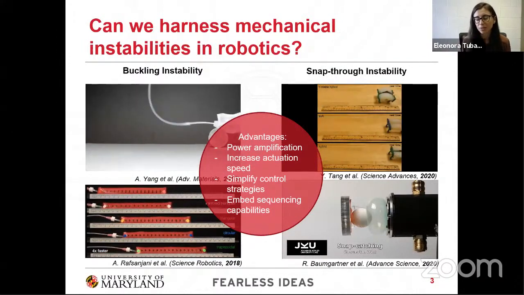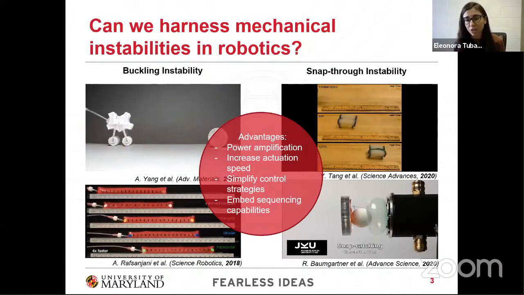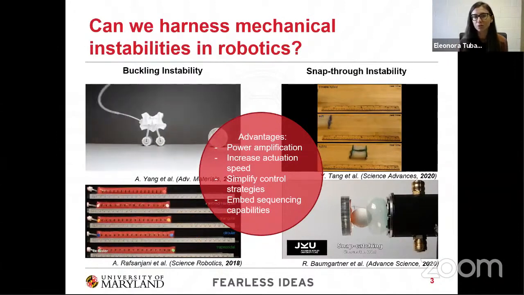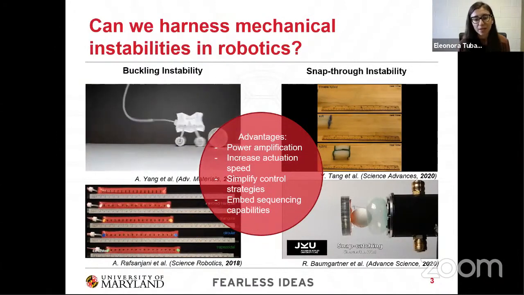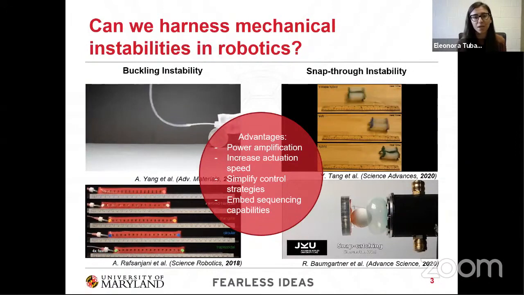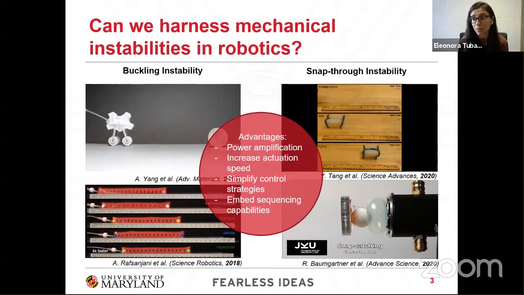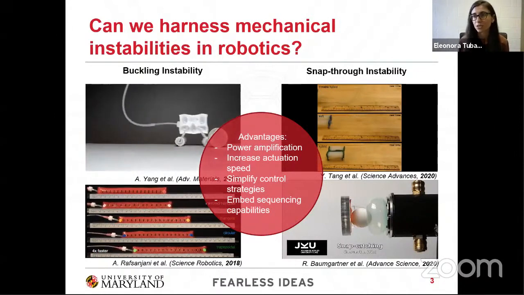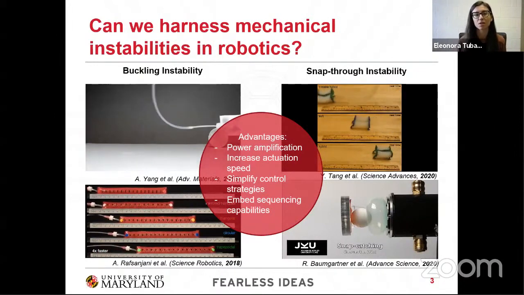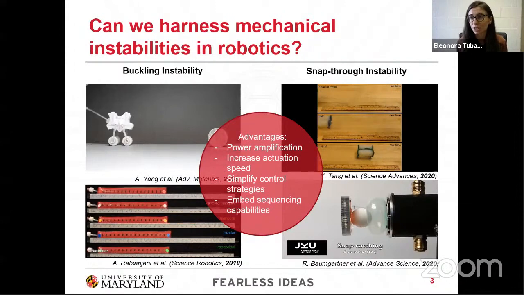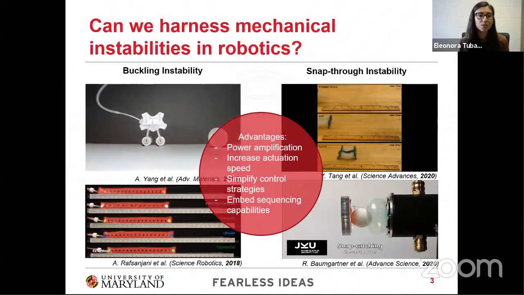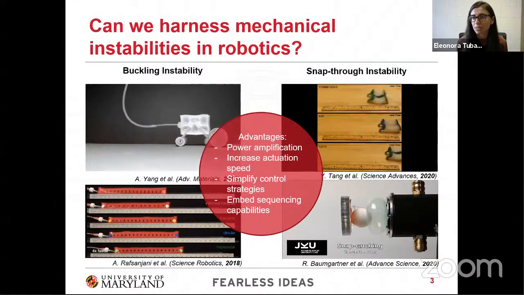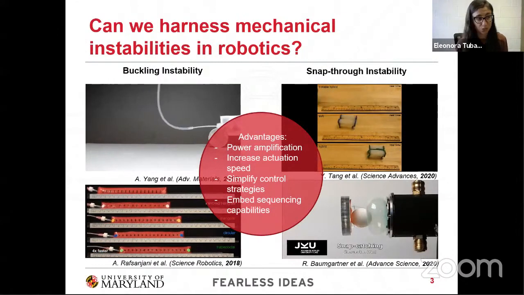We know that the speed of actuation in soft machines is very limited. And this is due to the intrinsically low rate of deformation and the elastic recovery typical of compliant bodies. So we can also simplify control strategies. In the previous talks, we have seen how control strategies can be challenging in soft robots. And we can also embed sequencing capabilities in a pre-programmable fashion.